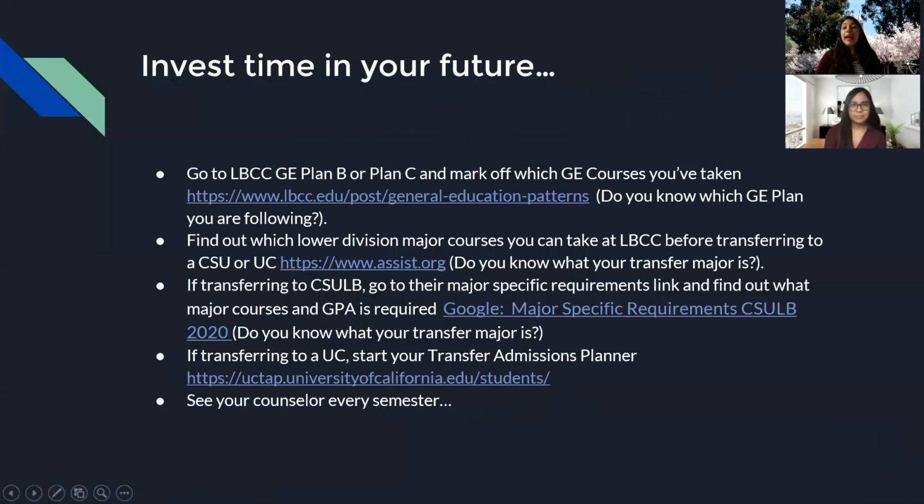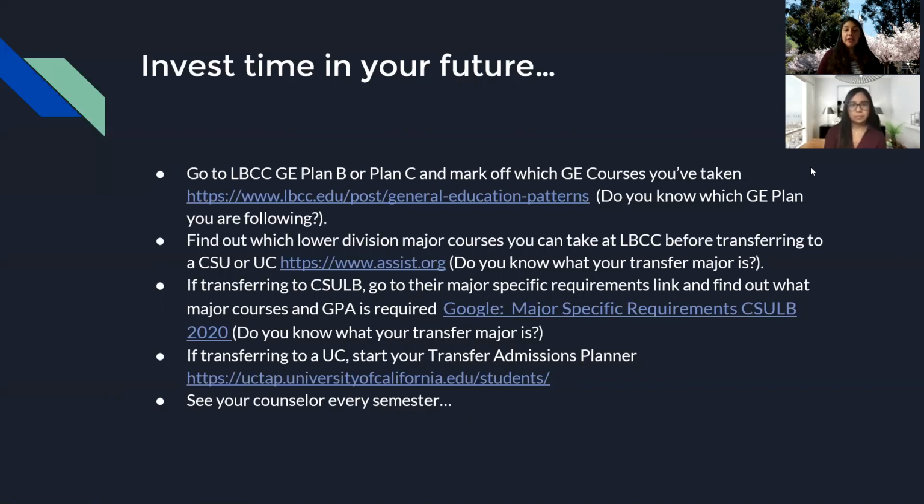And everything that we talked about, make sure you invest in your future and you start planning all of these things. Go in, start asking your counselors if you don't know which G plan am I doing? Is it plan B or plan C? It's important that you know. And also make sure that you know what major you're transferring over to, because you need to know which classes you need to take.